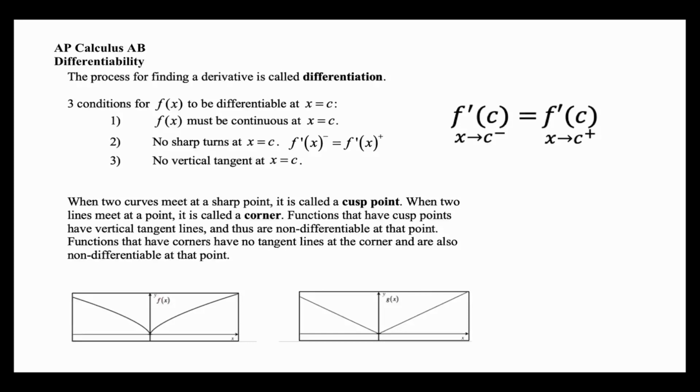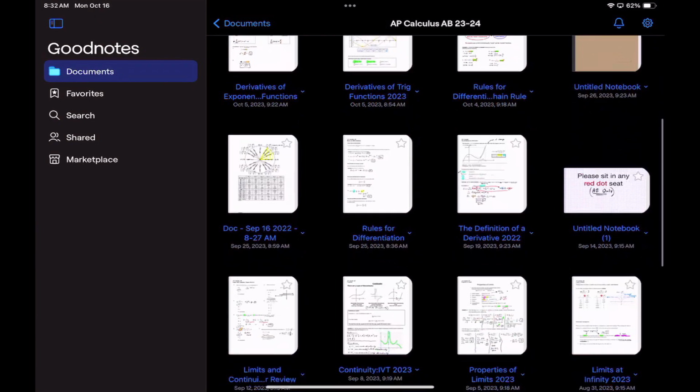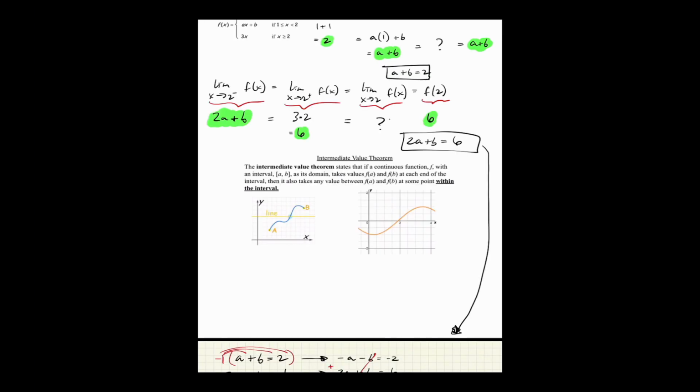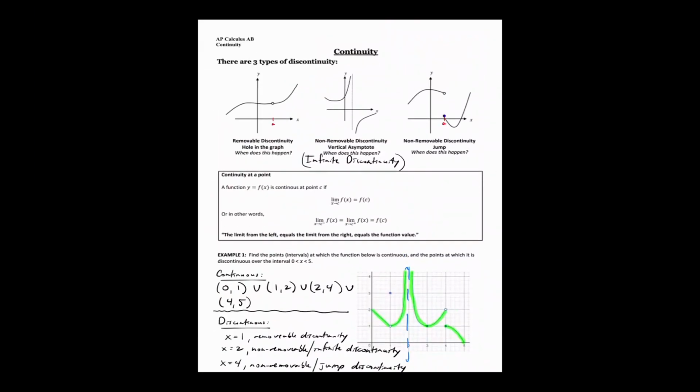Differentiability. So the last thing we're talking about is differentiability. Differentiability is kind of like continuity. Continuity asked, is a function continuous? We did continuity last chapter. It was the last thing we covered last chapter. Even though it's not the same, it's very similar.